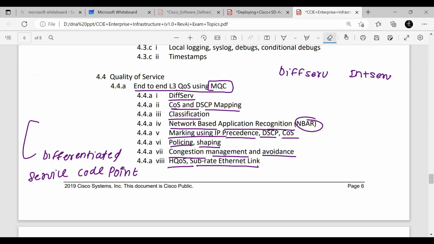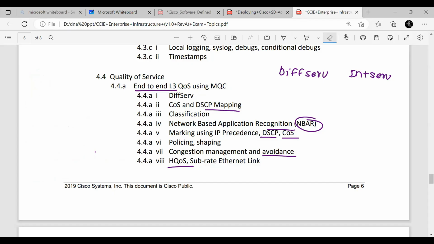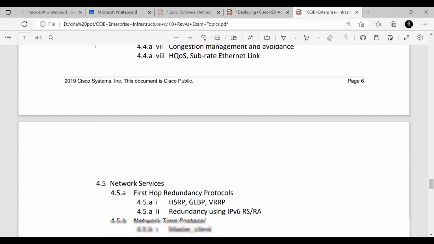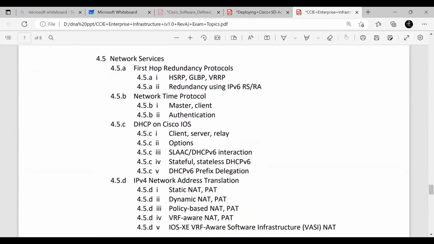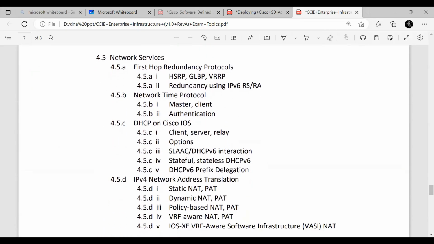I'm just taking you through the CCIE lab exam syllabus. Then 4.5 network services. Please go through it.